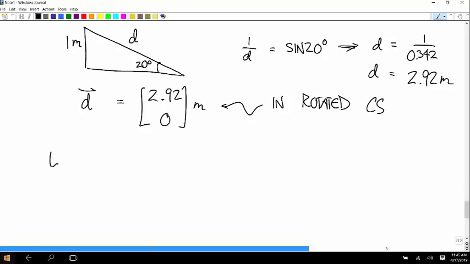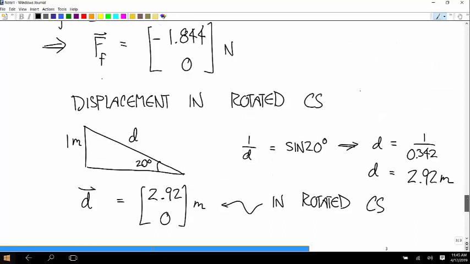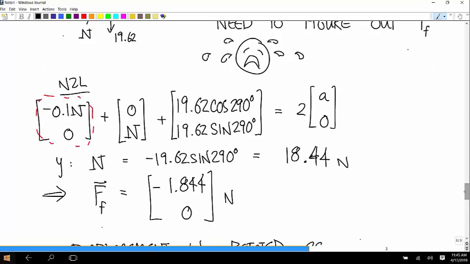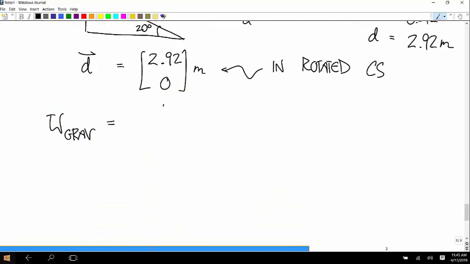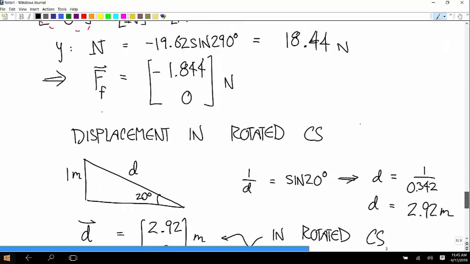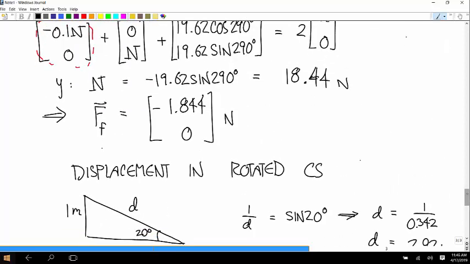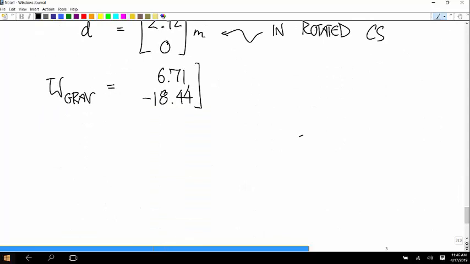Okay, well now work done by gravity, we can do it by multiplying. So what's 19.62 times cosine of 290? 6.71, negative 18.44, right? That was the weight force. Dotted with the displacement vector.